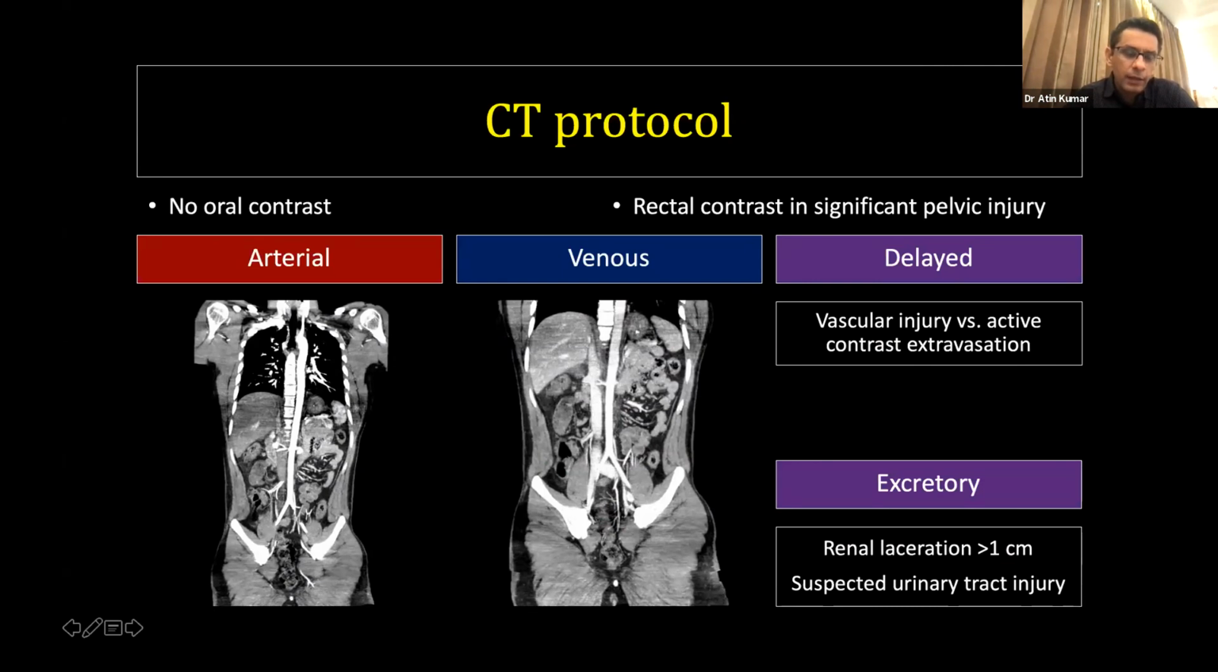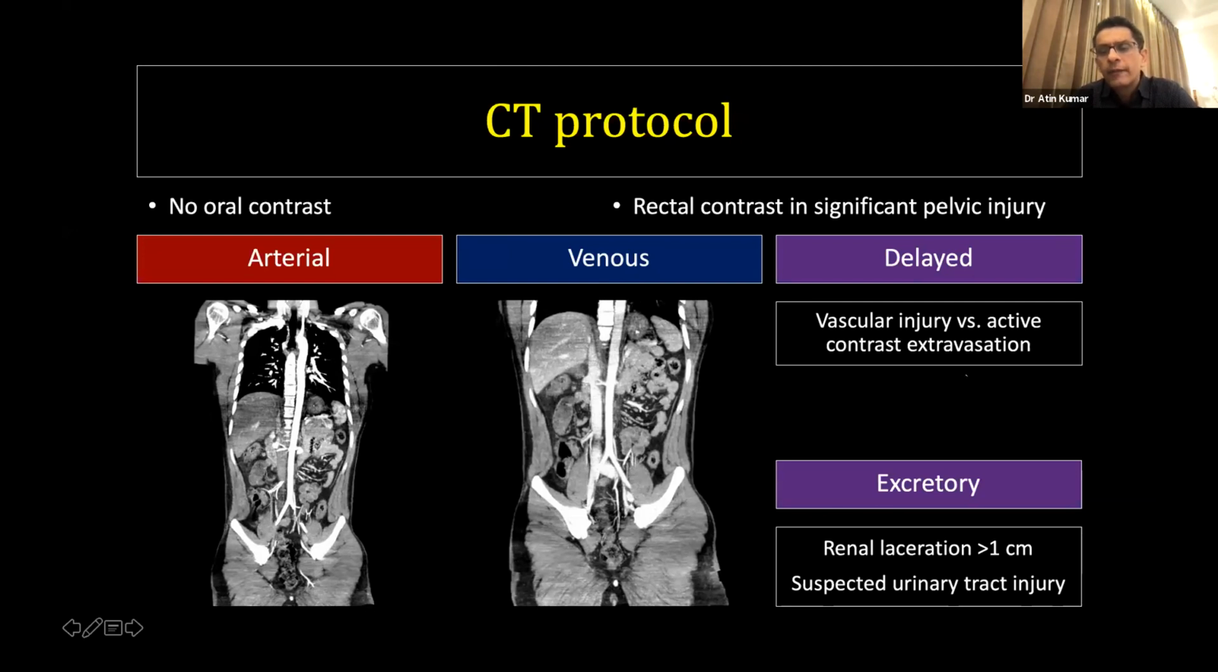So we take an arterial scan right from the neck till the pelvis. So it's for the chest and the abdomen. We call it a torso scan, a complete torso scan in the arterial phase. And we do a venous phase limited to the abdomen. We exclude the chest in the venous phase.